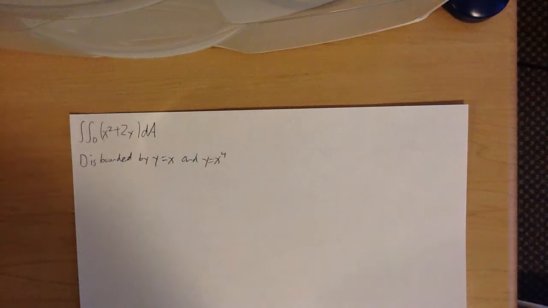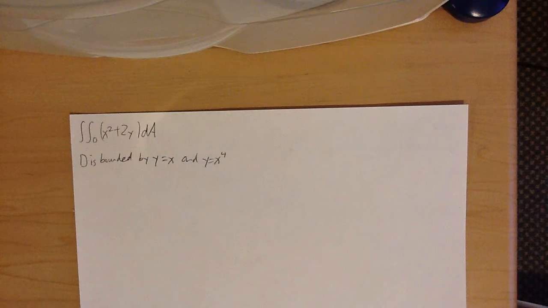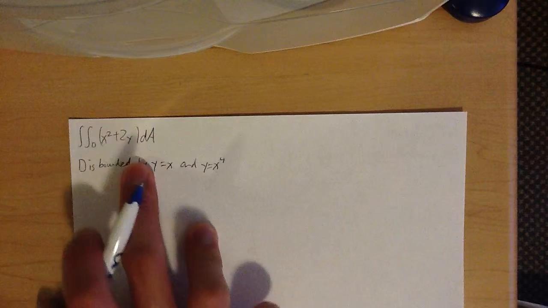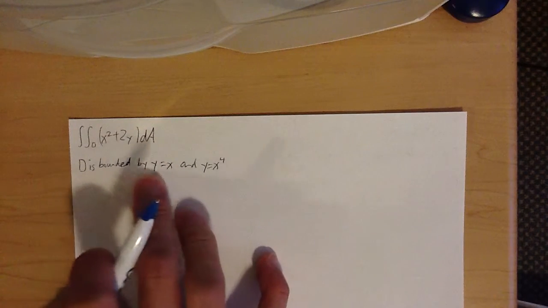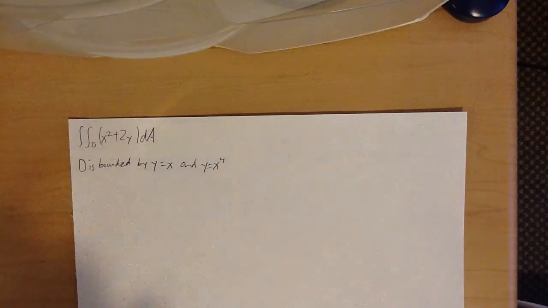Okay, so I'm going to do two double integrals over general regions. The key strategy to do this is to, first of all, find out what your region is, and then decide whether to integrate with respect to x or y first, and then get your bounds from that. So for this one, we have the double integral over the region D of x squared plus 2y dA, where D is the region bounded by y equals x and y equals x to the fourth.